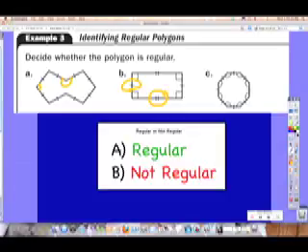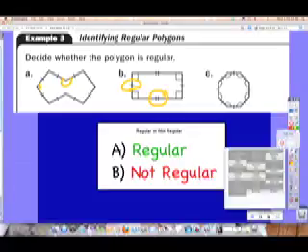Okay, this one, you actually have to answer two things, convex or concave, and then regular or not regular. So I broke up your choices for you. Think about it. What do you want to vote for? A, B, C?